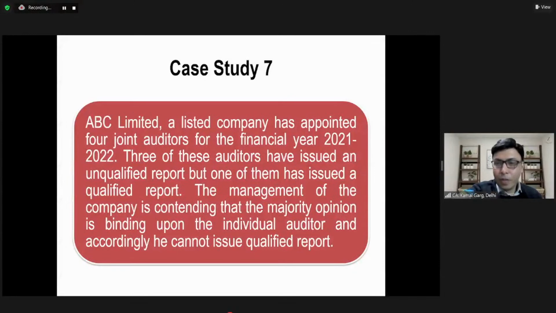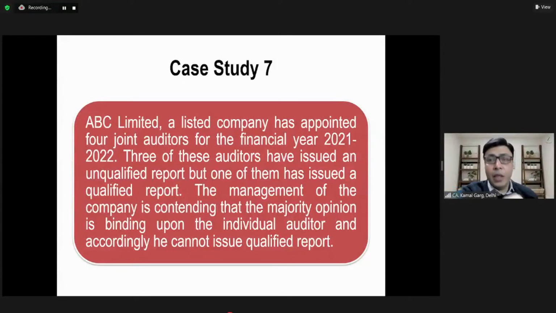Okay, taken. So first thing is, management cannot say this thing. If at all management says, then it will be casting a limitation on the auditor's independence. By management instructing the auditors that you will rely or you will not rely upon certain things, it is nothing but casting a limitation on independence, which management cannot do. So as far as the first question is concerned, can management say that majority is binding upon the individual? Answer is no. If it says, then it is a kind of limitation on the auditor's independence.